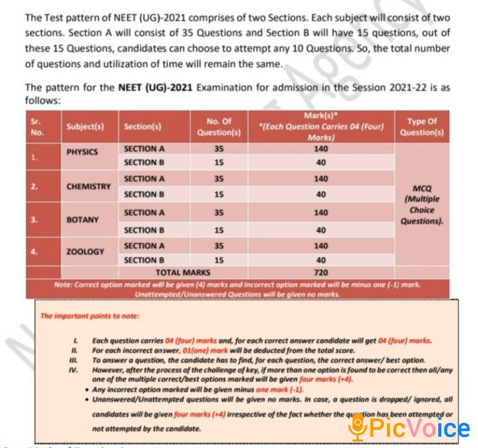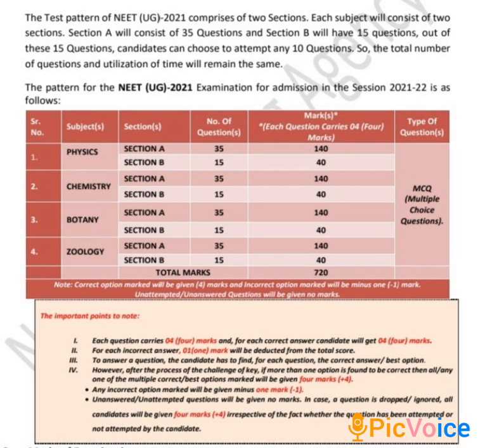Section A is a compulsory part. You have to attempt all the 35 questions, and section B will have 15 questions, out of which you have to answer only 10. So let's see. In physics, section A and section B will have 35 and 15 questions respectively, and the marks awarded will be 140 and 40 respectively. This pattern is similar for all the other subjects like chemistry, botany and zoology.